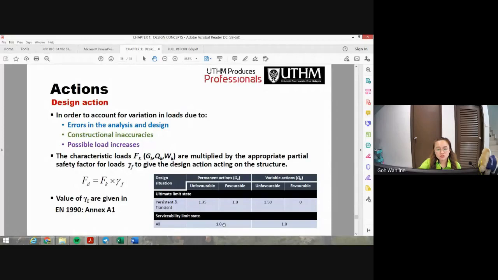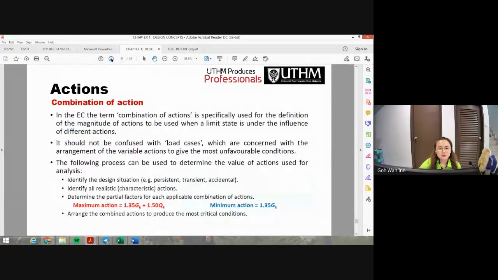So 1.0, 1.0. This one we will learn more in chapter 3. Today is just introductions. So in the EC, the term combination of action is specifically used for the definition of the magnitude of action to be used when a limit state is considered. You remember limit state: you have serviceability limit state and you have ultimate limit state. It's under the influence of different actions.